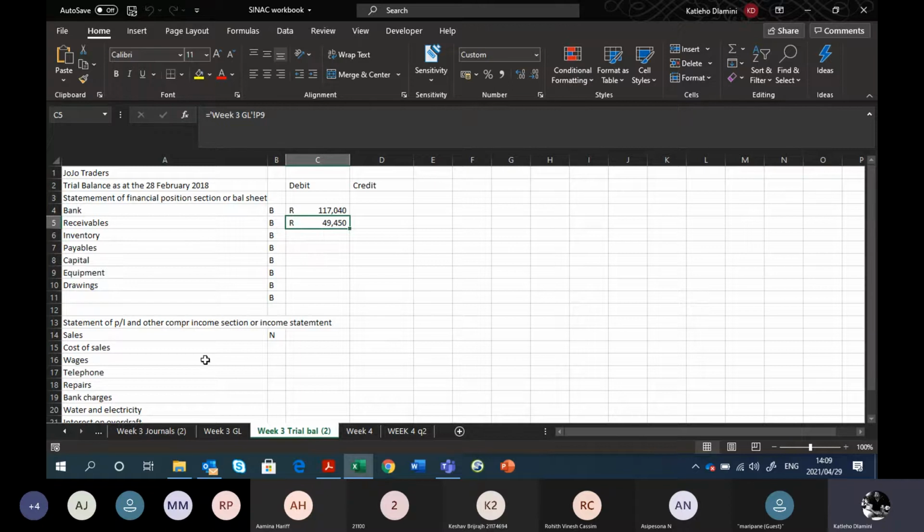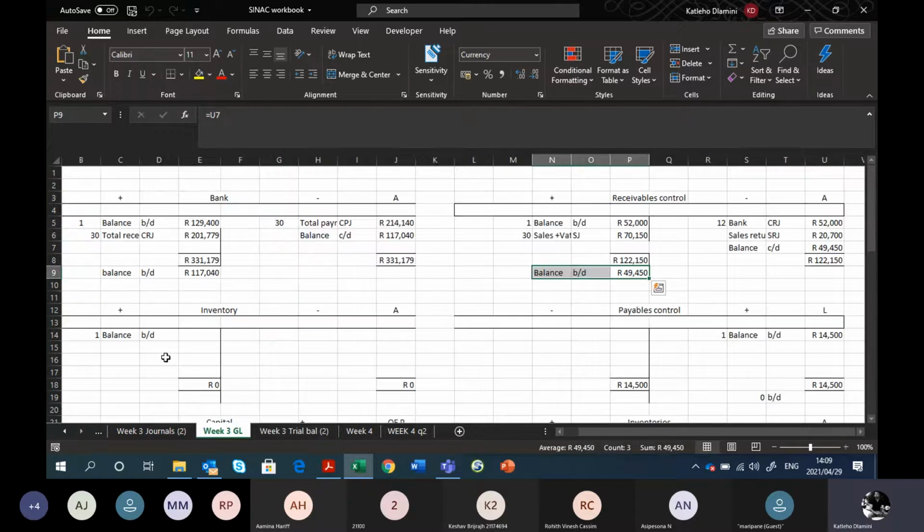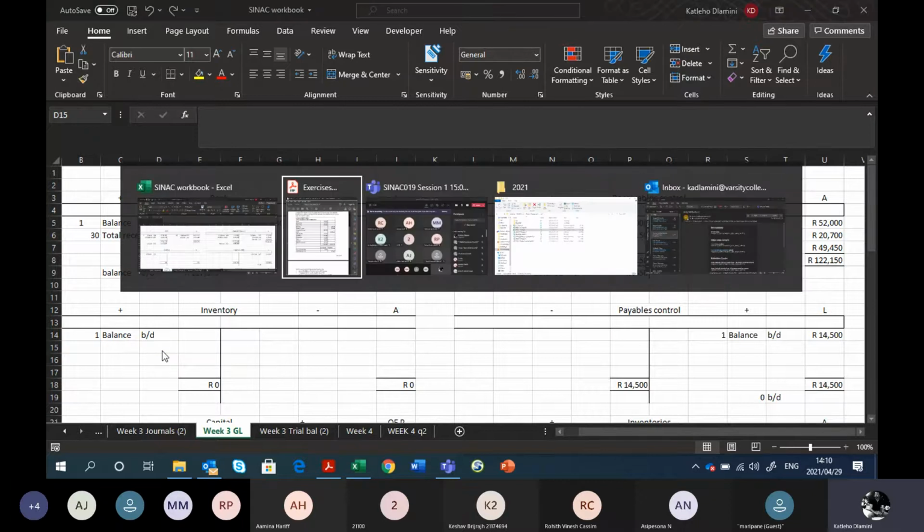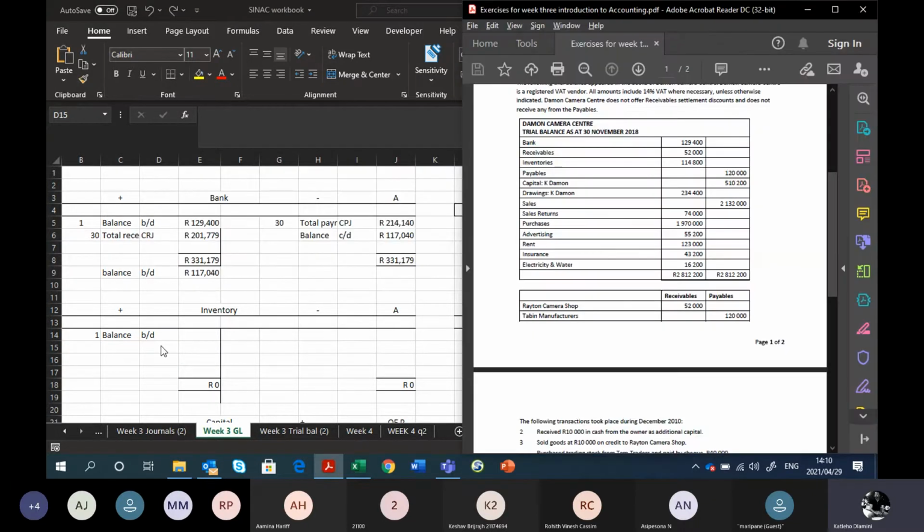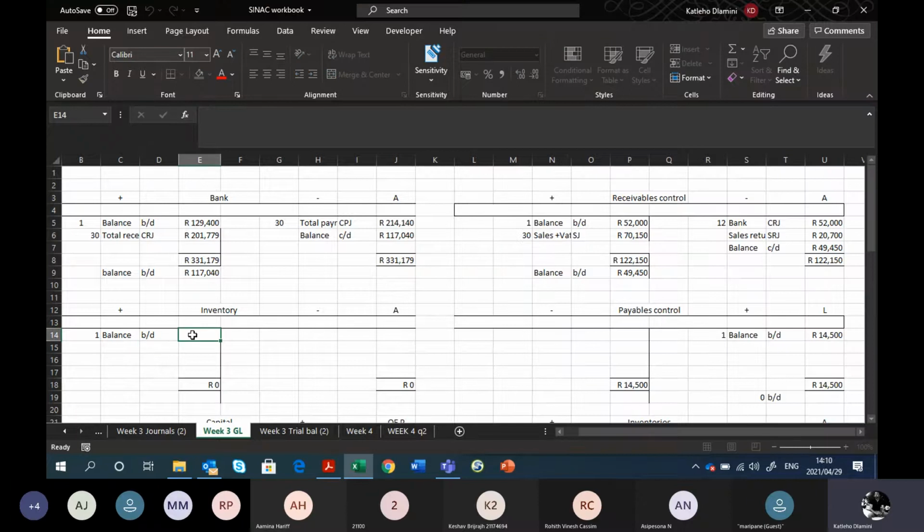All right. Then the next one. The next one is then my inventories. Okay. So my inventories also will have a balance. So let me go to that over there. So my inventories is sitting at 114,800. So I'm going to go there, 114,800.